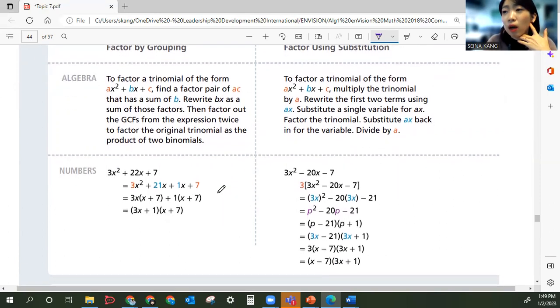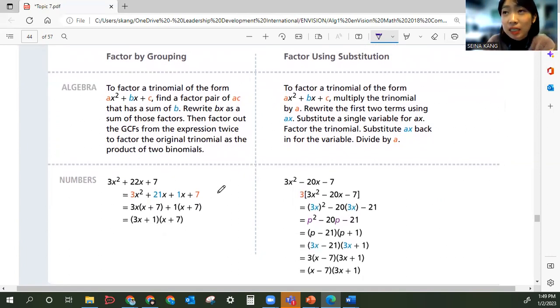So it looks like you have a lot fewer steps in factor by grouping, but it might be hard to understand at first, okay? So you might be tempted to use substitution all the time, but please remember that they're both useful, okay? Sometimes factoring by grouping is a lot easier than substitution. Sometimes substitution is actually easier, even though it's a lot of steps, than grouping. So it depends. Make sure you know both methods, okay?